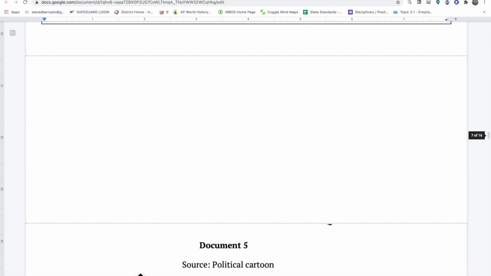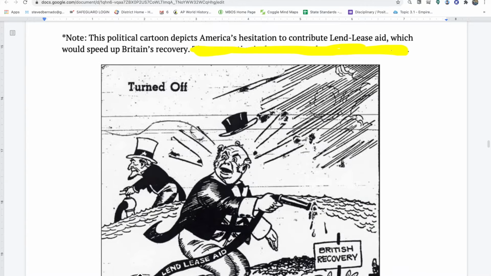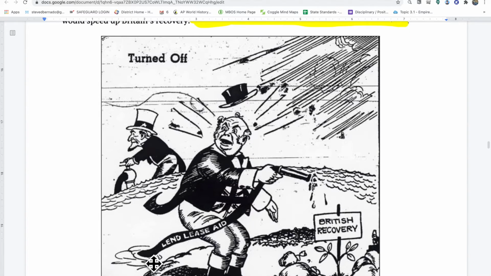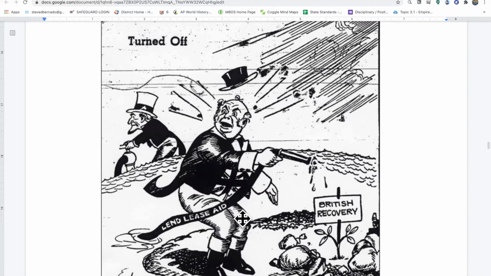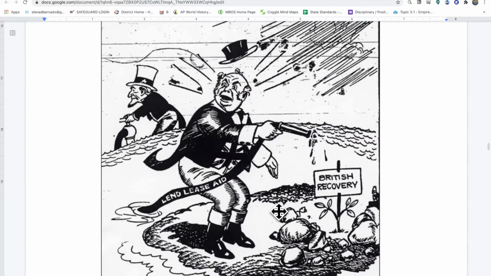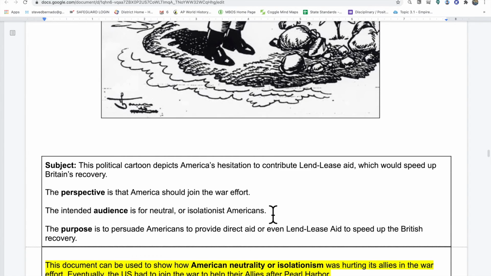Let's see. Document 5. It's a political cartoon. Lend-Lease aid. I know what this is all about. There's America. They're turning off the hose. Look, droplets of water to Great Britain. British recovery from World War I, and they're fighting during World War II. They need help from America. America's turning isolationist.